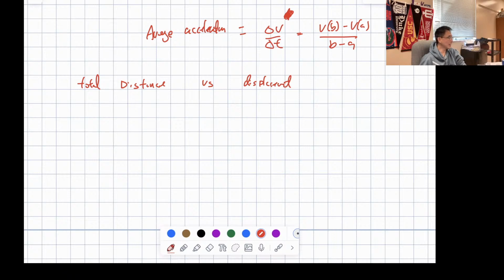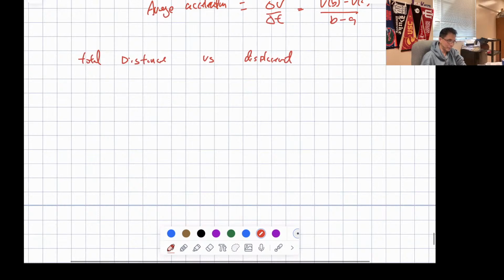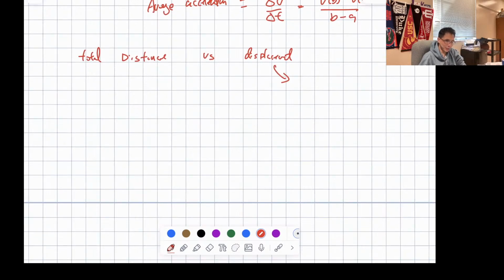Okay, so let's just give you that idea. The total displacement is going to look like this. That's the distance changing. The total distance is slightly different. Is what? Slightly different. What do you think?